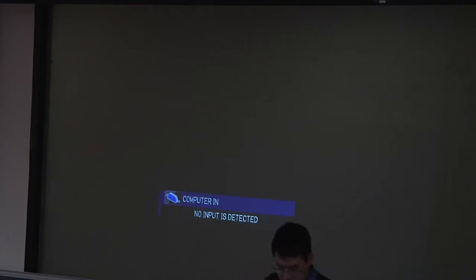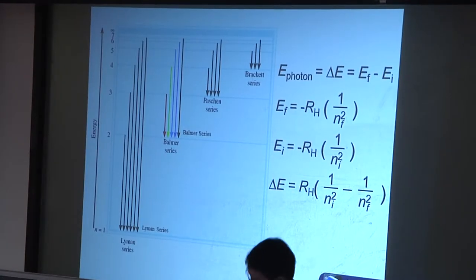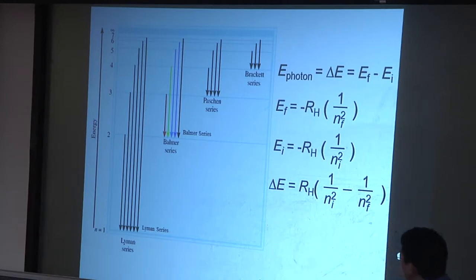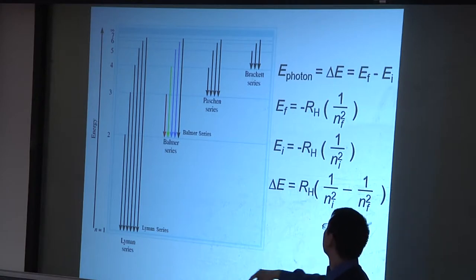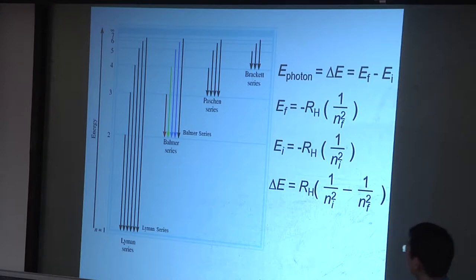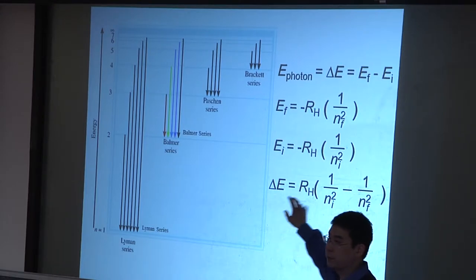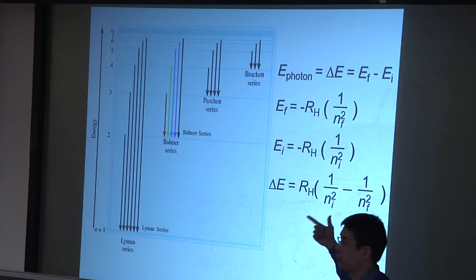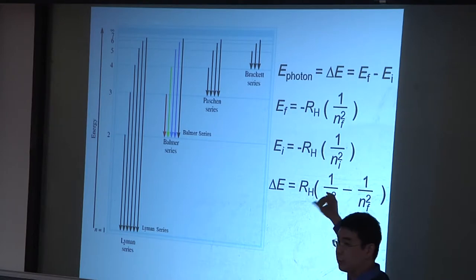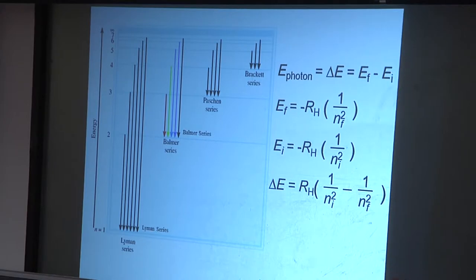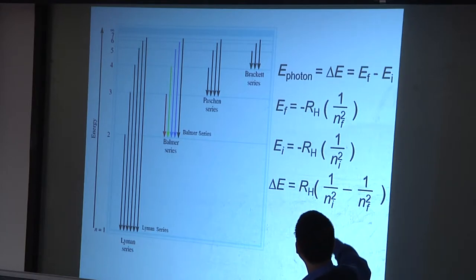And we put them together, we get this equation down here. Right? E equals R sub H times 1 over N squared I minus 1 over N squared F. So here's a kind of a trick question. If delta anything is always final minus initial, how come in this equation it's initial minus final? Exactly. The R sub H isn't negative anymore. The constant went from negative to positive. And when you go from negative to positive, you have to change the sign of something else. And how do you change the sign of this? You reverse the order, right? 3 minus 1 is 2. 1 minus 3 is negative 2. The sign changes. So it's positive R sub H times 1 over N squared I minus 1 over N squared F.